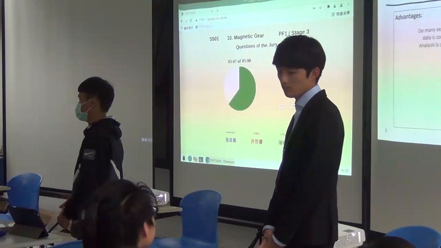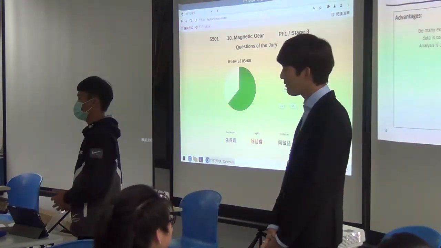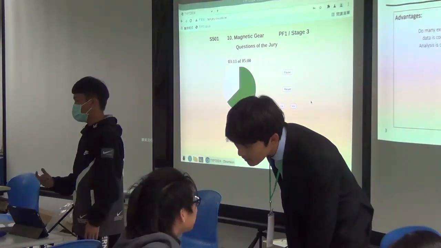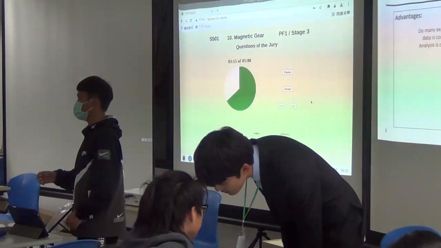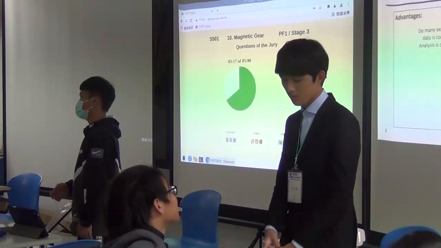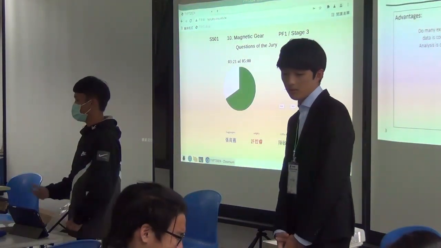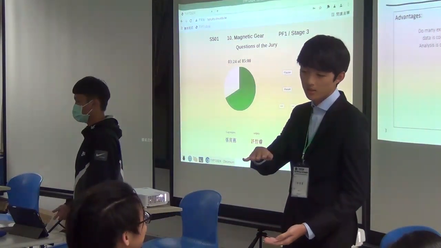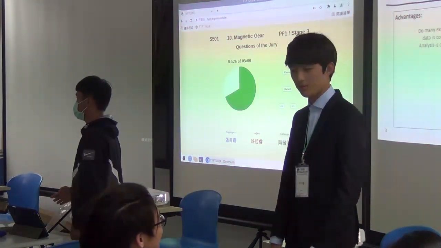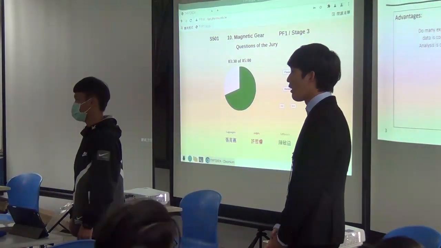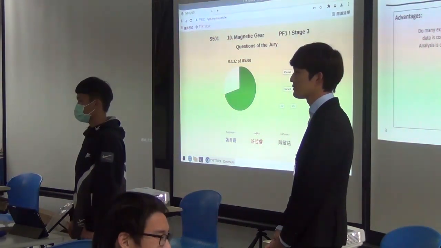I think because when you rotate it, each magnetic line of force will change with the rotation. So I think it comes from the change of the magnetic lines of force. Okay, thank you.